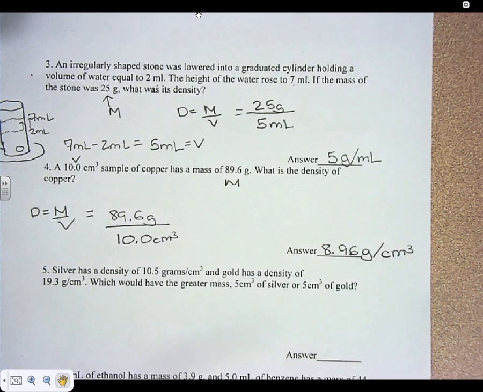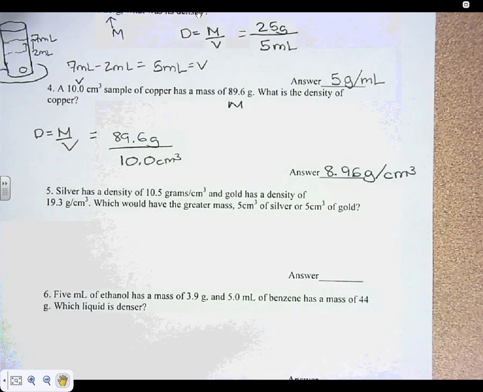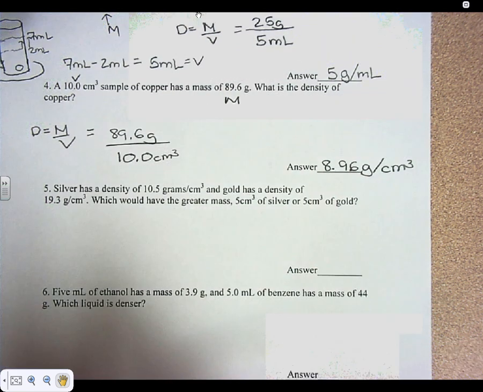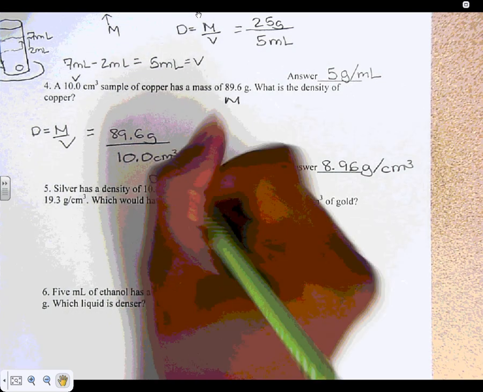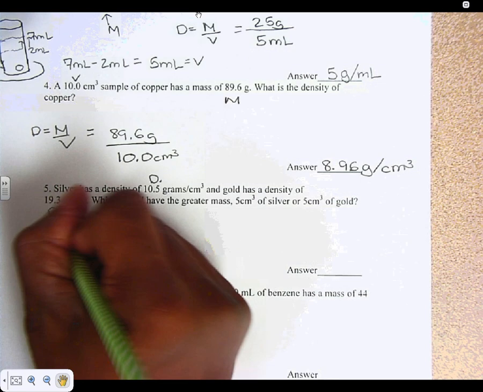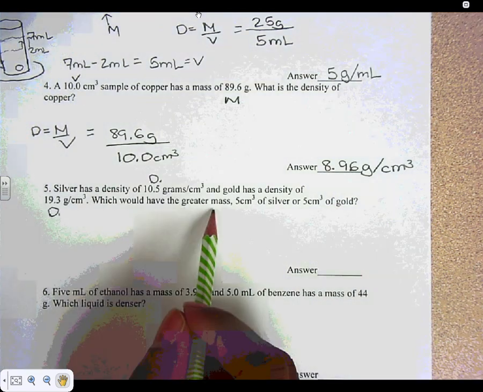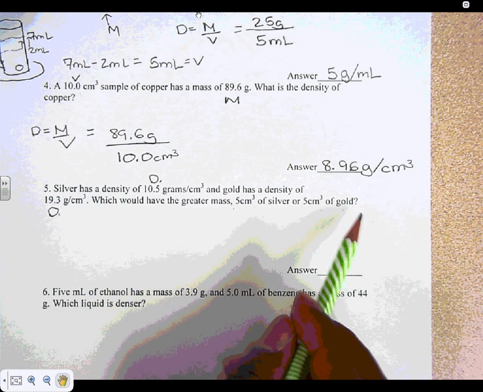So when solving these, a huge portion of being able to solve it starts with just being able to identify what units are being given. Alright, so let's jazz it up a little bit here. We're going to look at number 5. Silver has a density of 10.5 grams, is what they're saying here. Put a D. And gold has a density of 19.3. So density there. Which would have the greater mass? 5 cubic centimeters of silver or 5 cubic centimeters of gold?